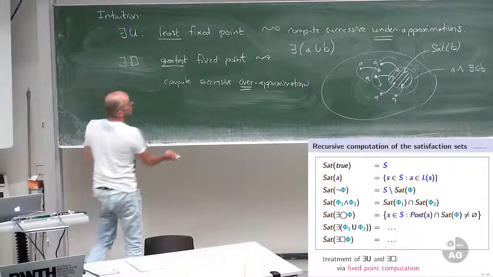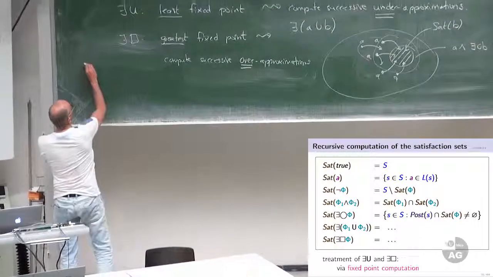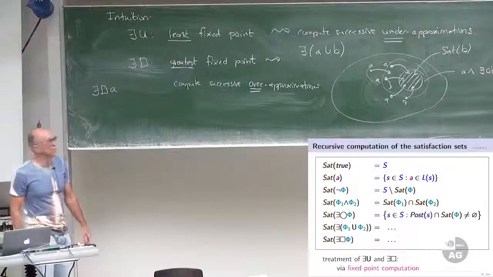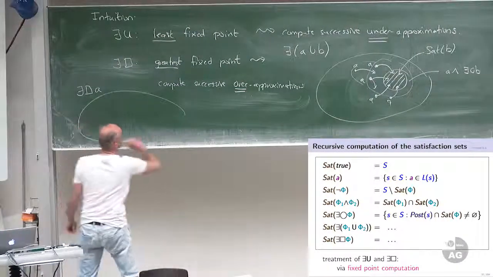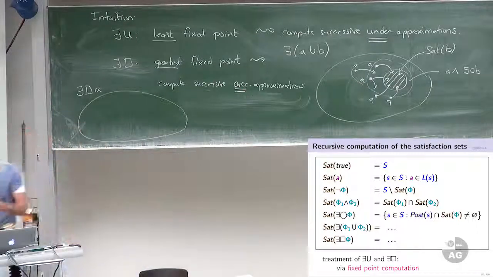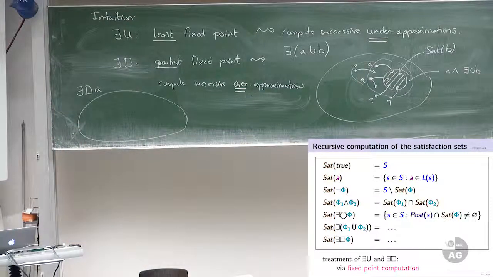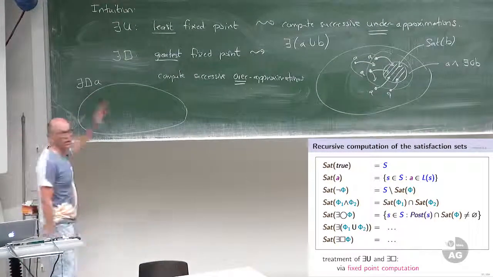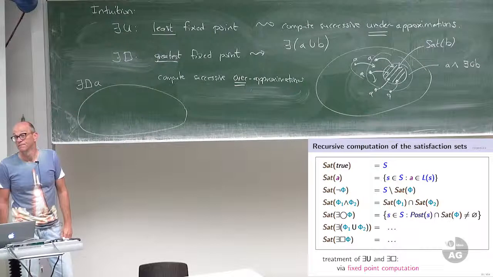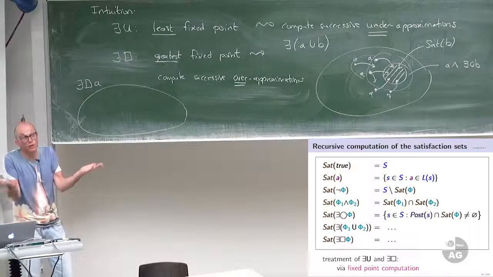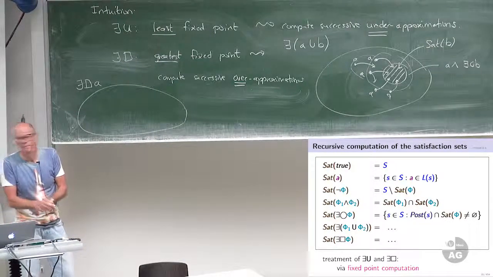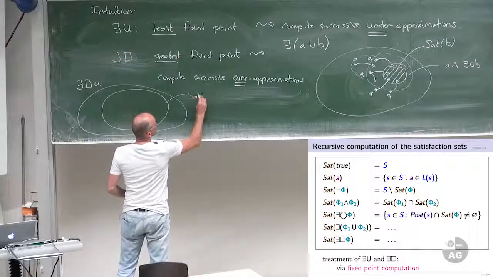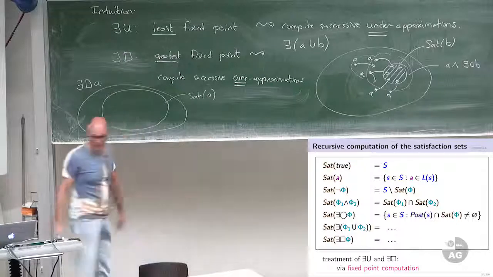So what does this look like in terms of a picture? Suppose that I'm interested in existential box A. You start with your transition system. Suppose this is my transition system. The first thing you ask is, what's an over-approximation of this? Well, I'll pick all the A states, because those potentially could satisfy this formula. So I take all the A states. This is Sat(A).